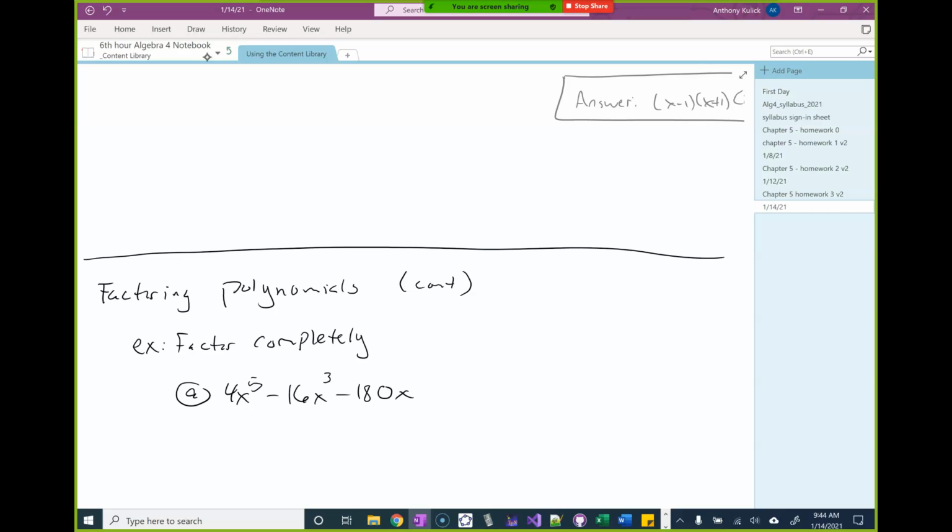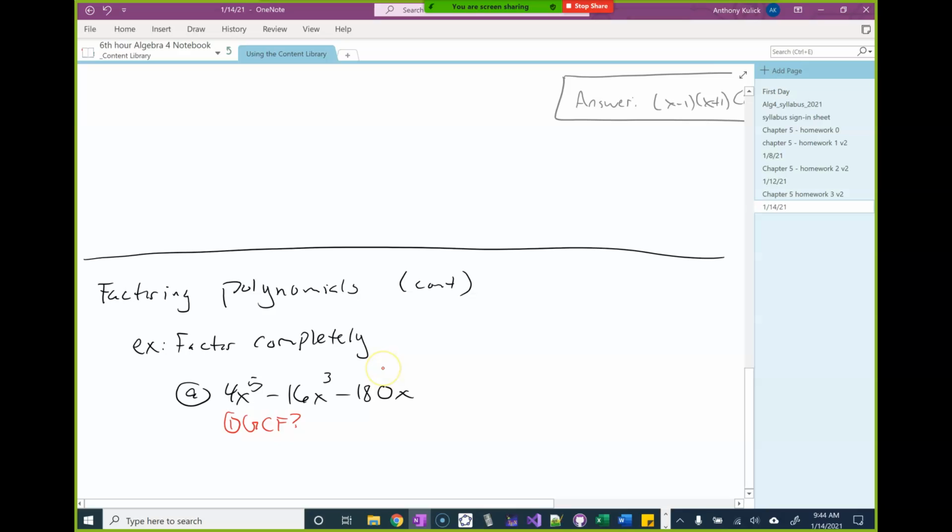Okay, so we have 4x to the 5th minus 16x to the 3rd minus 180. The first thing we check for is a greatest common factor. In this case, what is our greatest common factor going to be? 4 or 2. Okay, so I heard somebody say 4. If I look at the coefficients, 4 divides 4, 4 divides 16, and 4 divides 180, so we can take out a 4. But don't forget about the variables, because it's more than just 4 that we can take out as a greatest common factor.